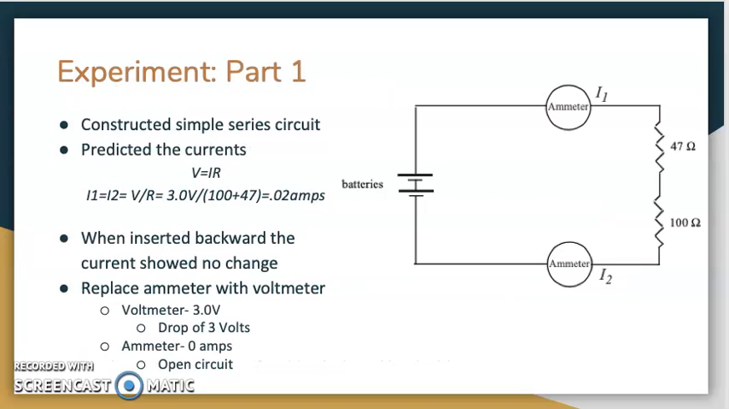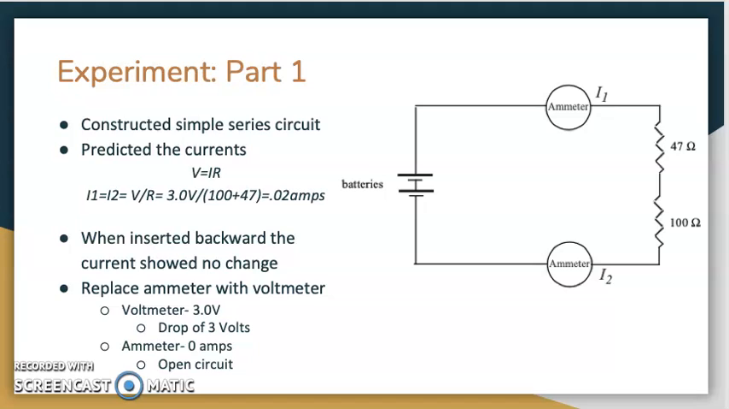For part 1 of the experiment, we constructed a simple series circuit consisting of two 1.5 volt batteries, two resistors, and two ammeters, and predicted the currents that would be measured on the two ammeters. We used Ohm's law, V equals IR, to determine that I1 and I2 would both equal 0.02 amps. After setting up this circuit within the CCK simulator, I determined that my prediction was correct and that the ammeters read 0.02 amps.